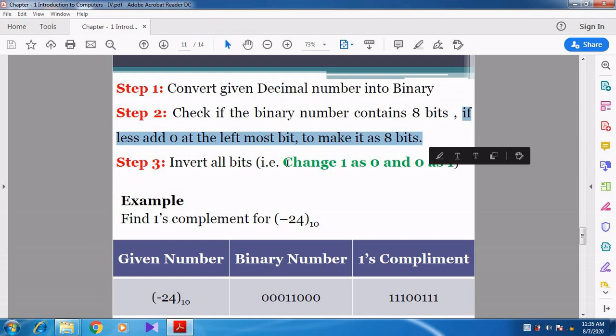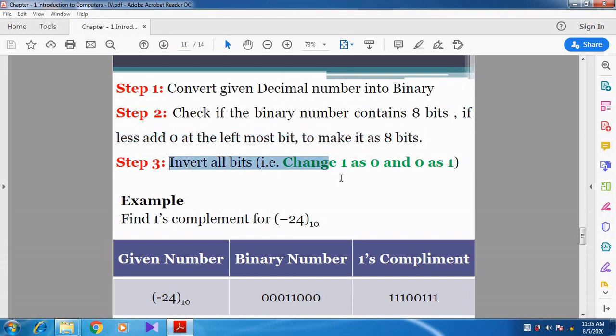Then what do you want to do? Then you want to invert. Invert means just change all the 1s to 0 and 0s to 1. Invert all the bits. Wherever you see 1, that should be changed to 0. Wherever you see 0, that should be changed to 1. So see here, this is how they are finding the ones complement for minus 24, right? So how can we find the ones complement?